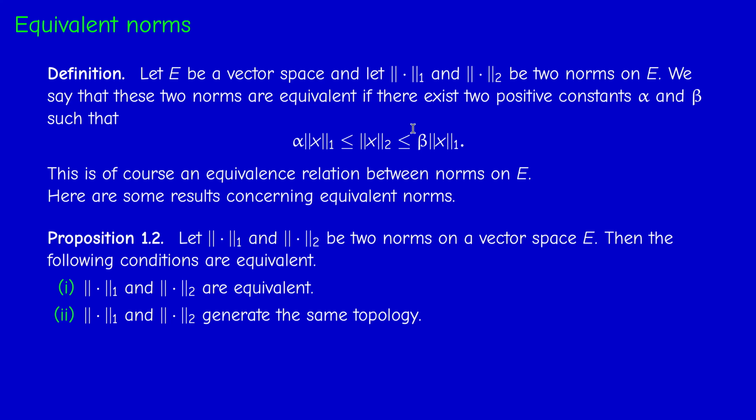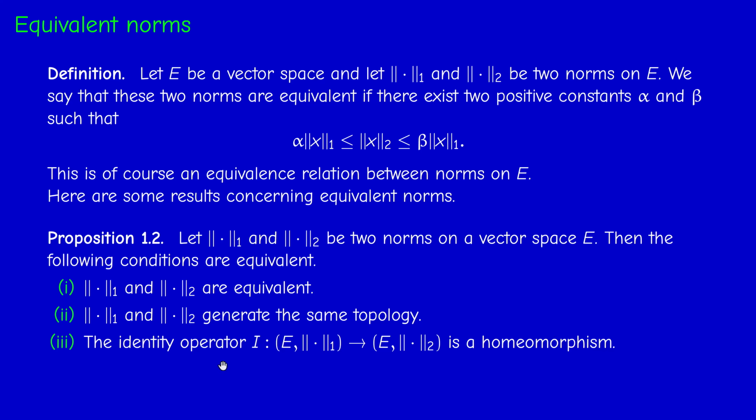Second condition, norm 1 and norm 2 generate the same topology. What does this mean? We know that a norm defines or generates a distance, and the distance generates a topology. Okay. So a set is open if every point in the set is the center of a ball totally contained in the set. Okay, so a norm generates a topology. So the two norms are equivalent if and only if they generate the same topology.